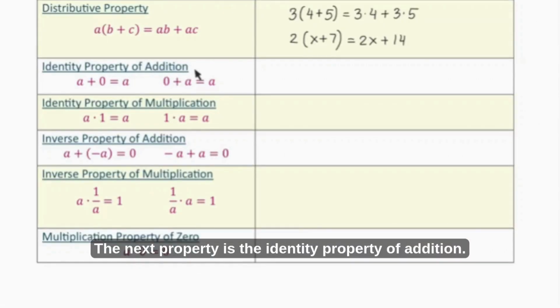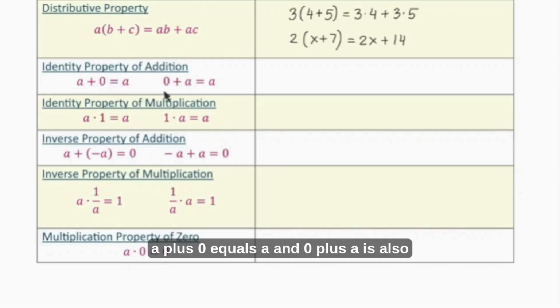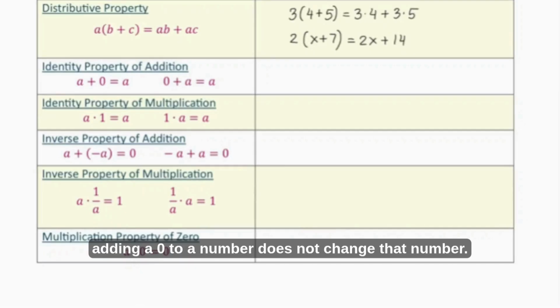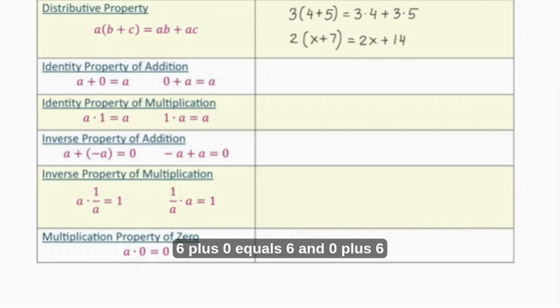The next property is the identity property of addition. a plus 0 equals a, and 0 plus a is also equal to a. So adding a 0 to a number does not change that number. For example, 6 plus 0 equals 6, and 0 plus 6 is also equal to 6. In both examples, number 6 maintains its identity.